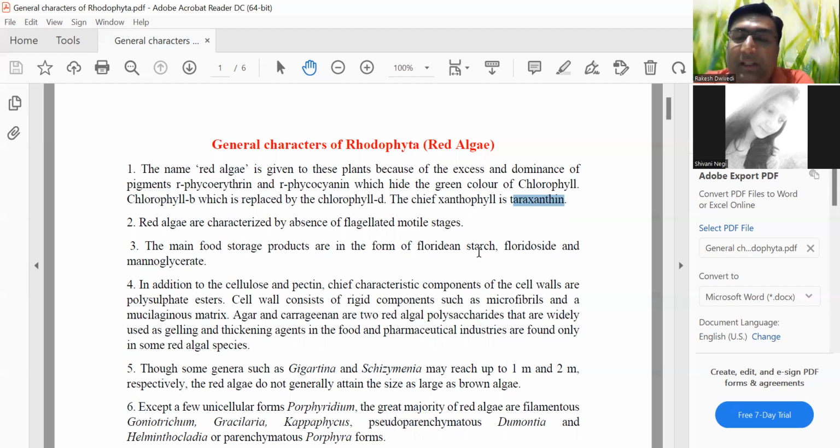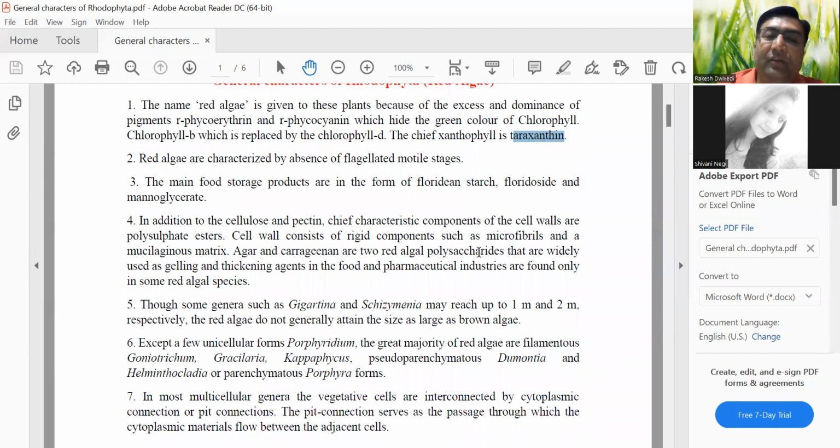The main food product of the red algae is the Floridian starch. कल मैंने आप लोगों को बताया था starch, तीन तरह के starch है ना, simple starch, mixophycean starch and Floridian starch. So the main food product is Floridian starch, or it is also known as floridoside and mannoglycerate. These are the reserve food material.